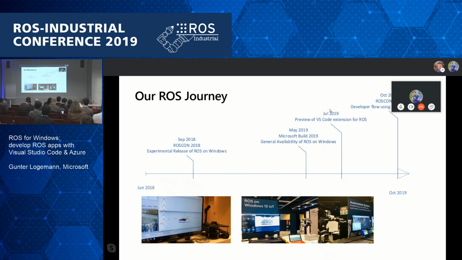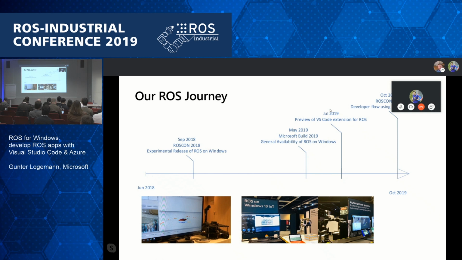And then at Build 2019, we had a big demo where we officially announced general availability for ROS on Windows, which allows you to basically go to the ROS website and find Windows as a first-party, natively supported platform in ROS. But this was not the end.